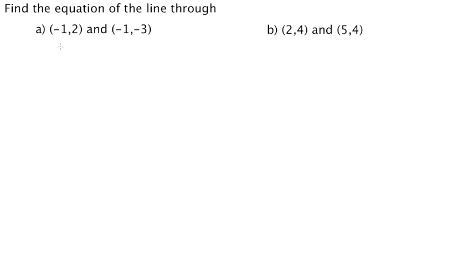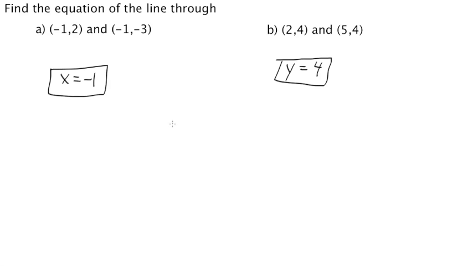So for example A, we want to find the equation of the line through -1, 2 and -1, -3. So notice our x value is constant. So guess what the equation of this line is? X equals a constant. There we go. It's that easy. Similarly over here, notice our y value is constant. 2, 4, 5, 4. So our y value is constant. Our y value equals a constant. There you go. That's simple. So even though the rules change slightly when we have a vertical or horizontal line, it actually makes things much, much easier for us.